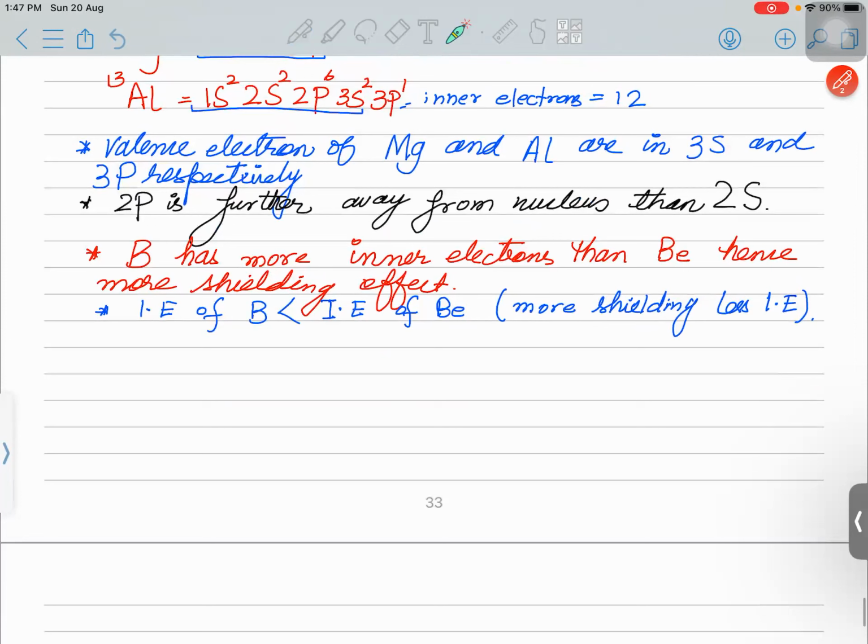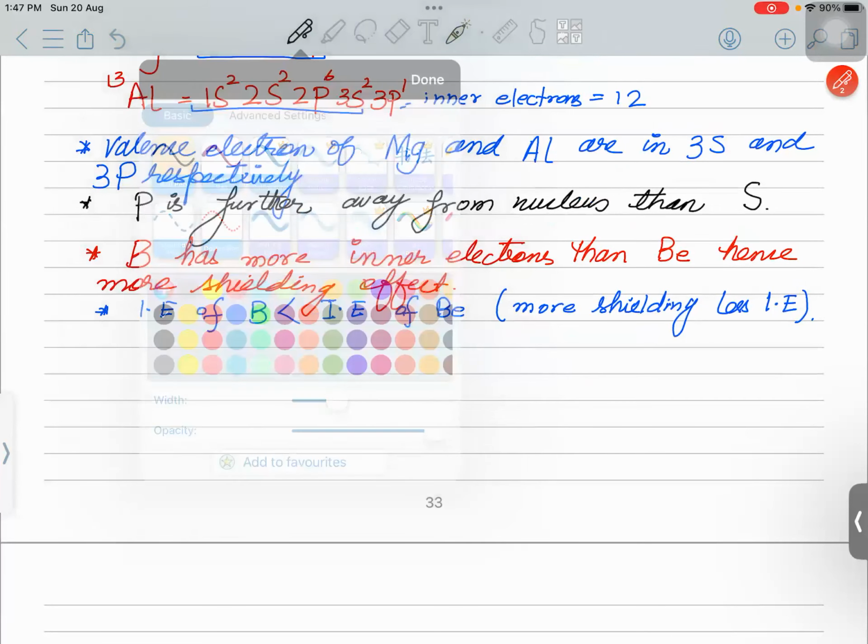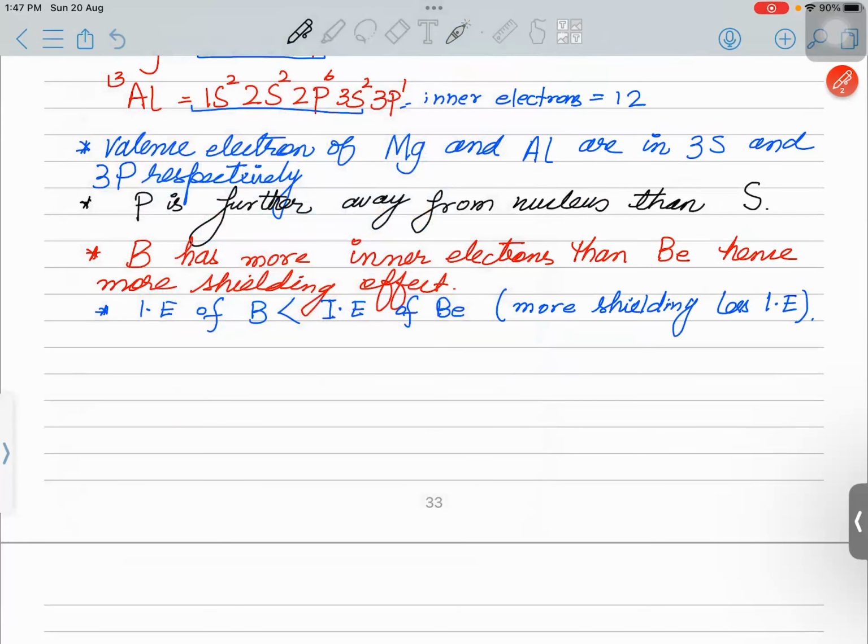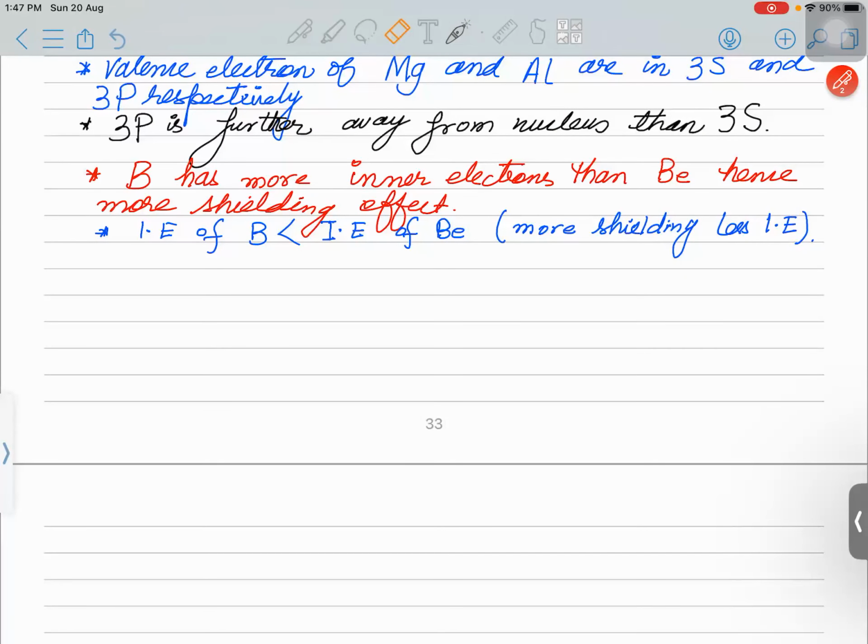So which is further away, 3p or 3s? Yes, 3p. 3p is farther away from the nucleus than 3s. Now next, which one has more inner electrons?